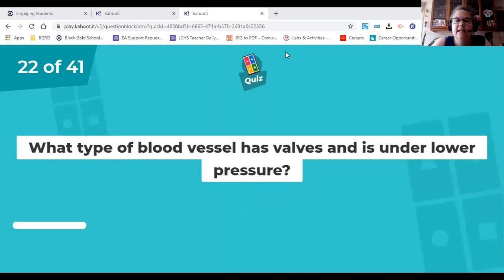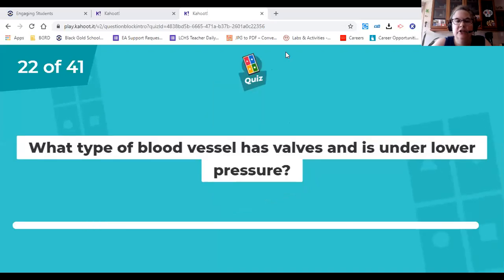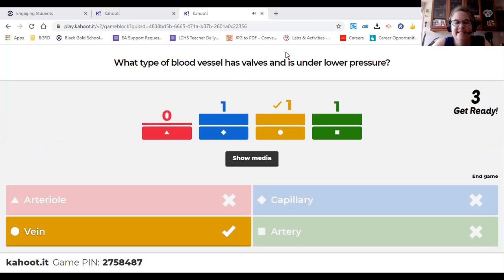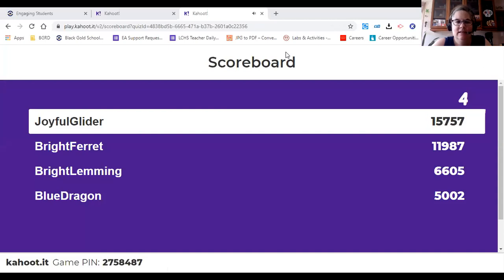Okay, what type of blood vessel has valves and is under lower pressure? Arterial, vein, capillary, artery. Oh, veins are the ones with valves. Veins have valves. Okay, Joyful Glider is taking a lead.